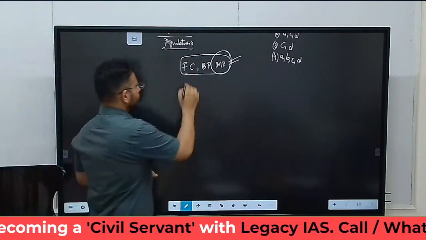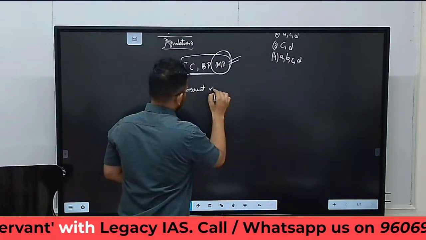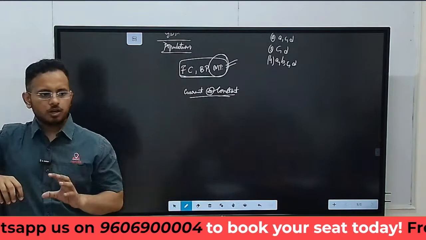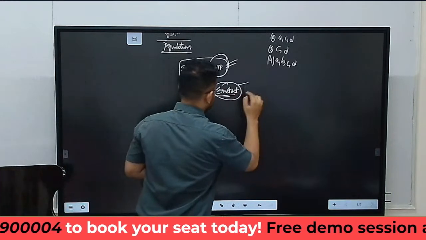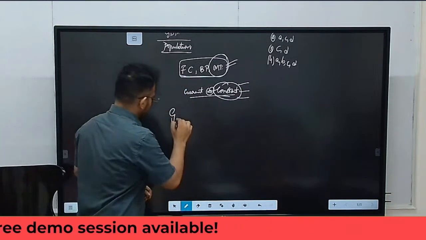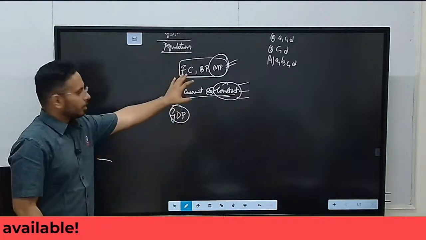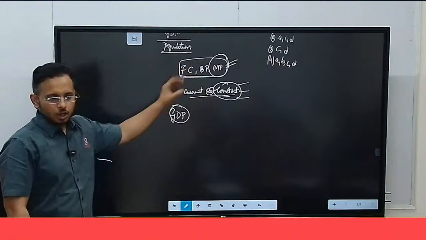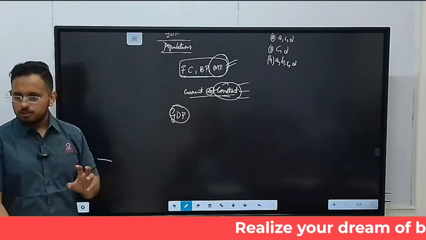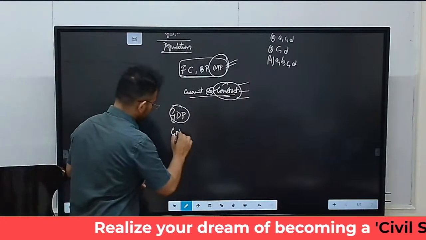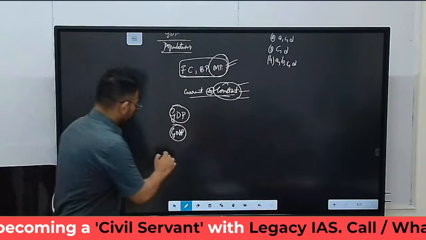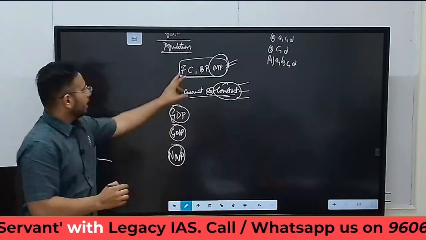Agreed? Now, from the current prices versus constant prices, which one is good? Which one reflects the actual nature of the economy? Constant prices. Okay. If you calculate GDP, you can calculate GDP at factor cost, at basic price, at market price, at current prices, at constant prices. All this can be done. At the same time, GNP can also be calculated at factor cost, basic price, market price, current prices, constant prices. NNP can also be calculated with all these.